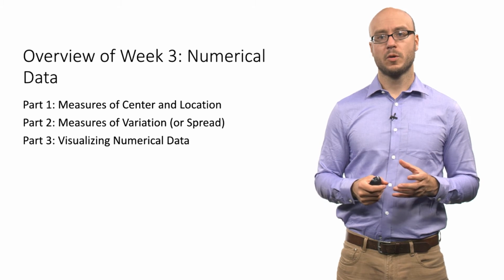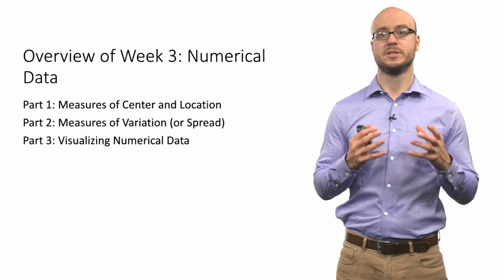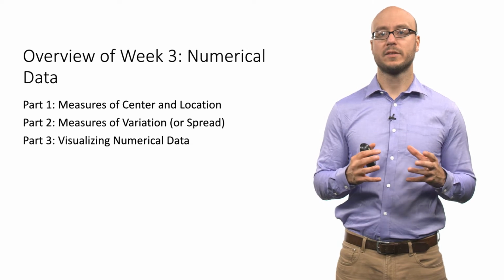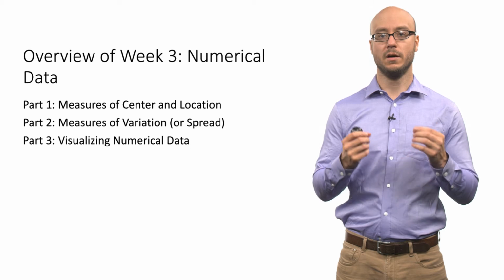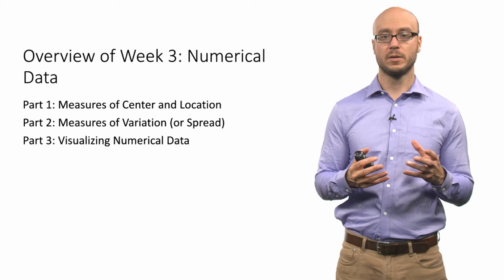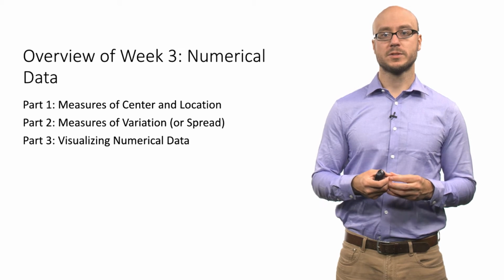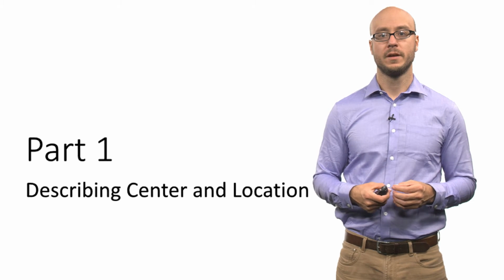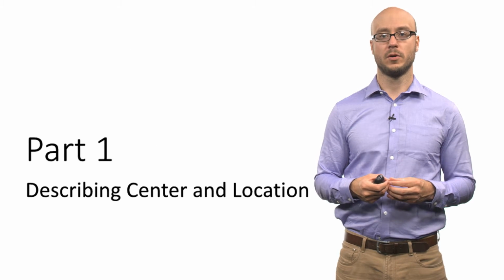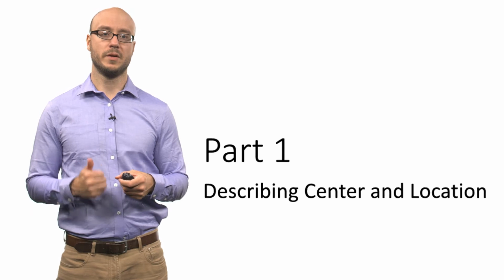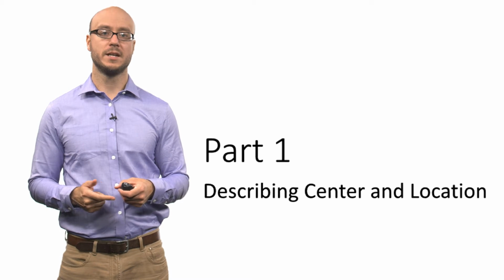For part 3, we're going to talk about how to visualize numerical data. There are many different ways and tools of taking a numerical variable and looking at it, really trying to understand from a visual sense what's going on. And with that, we will start part 1. For part 1, we will talk about describing center and location. First, we're going to talk about the mean, and then we're going to talk about the median, and then the mode.